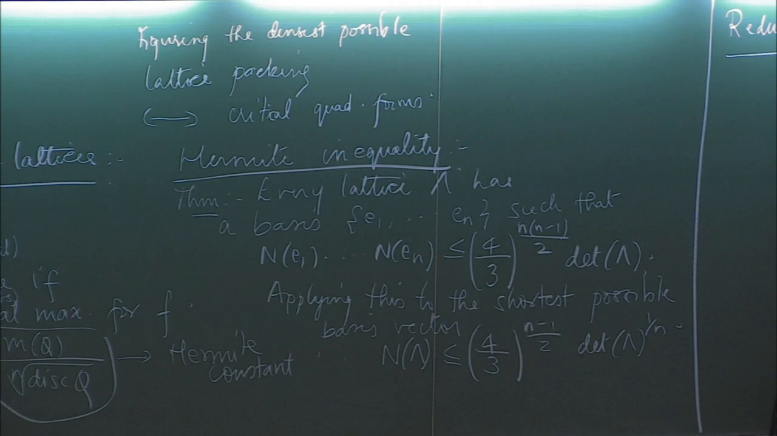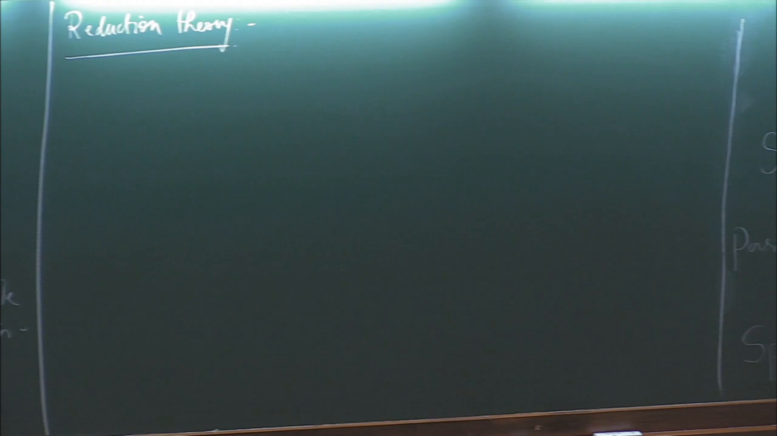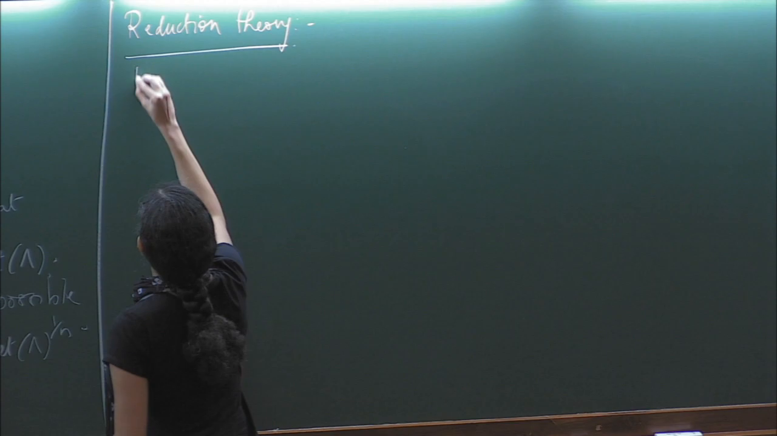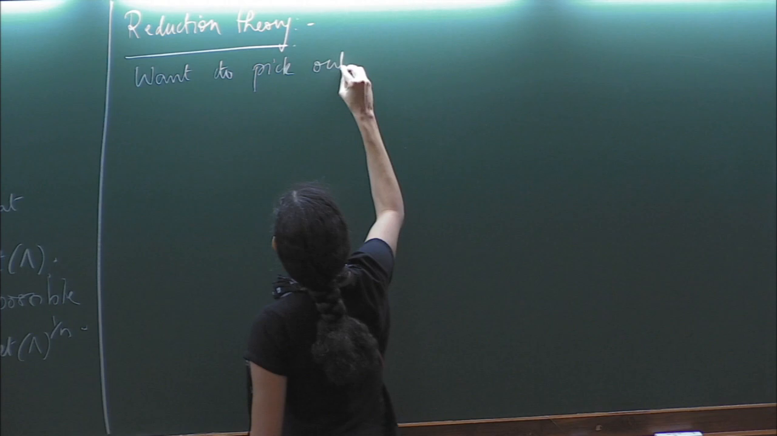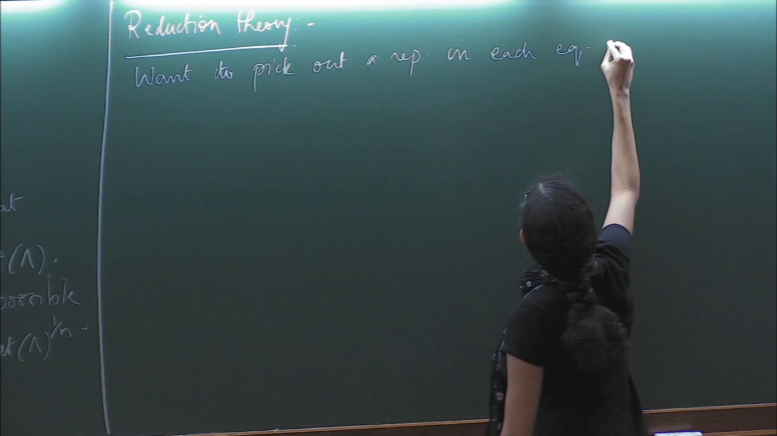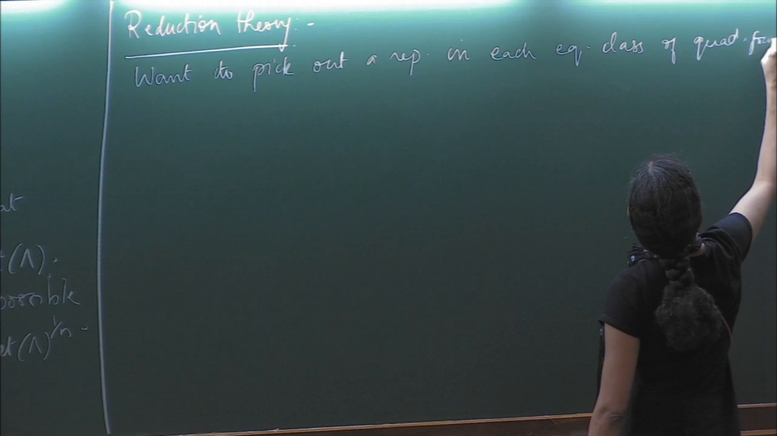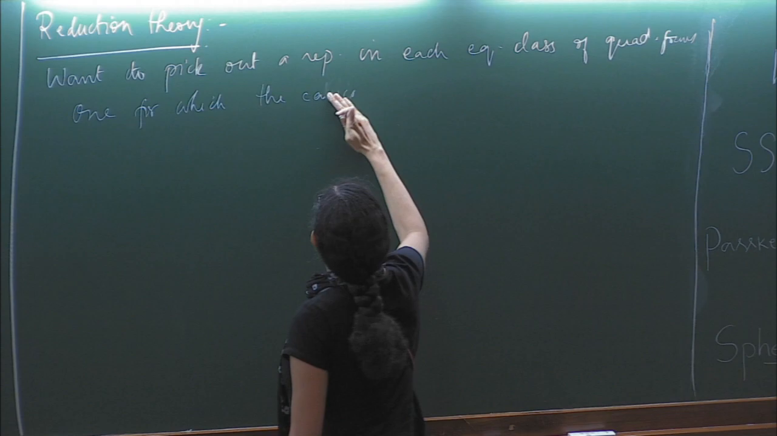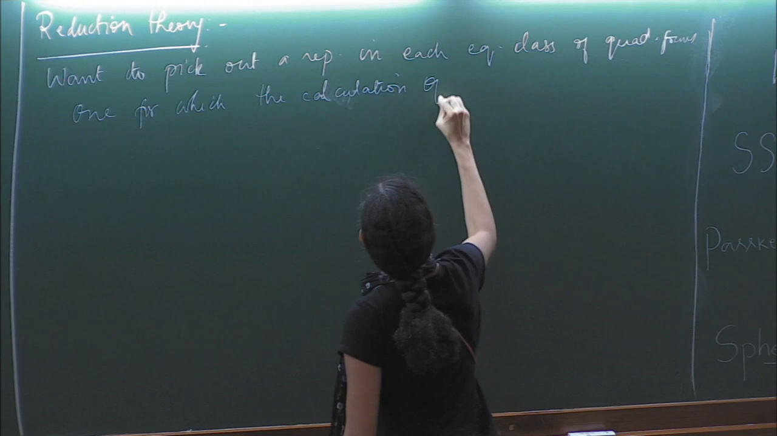So the goal of lattice reduction theory is the following. In each equivalence class of quadratic forms, you want to pick out a form for which the calculation of gamma n and this number simplifies. So lattice reduction theory wants to pick out a representative in each equivalence class of quadratic forms, one for which the calculation of gamma n and delta star of Sn simplifies.